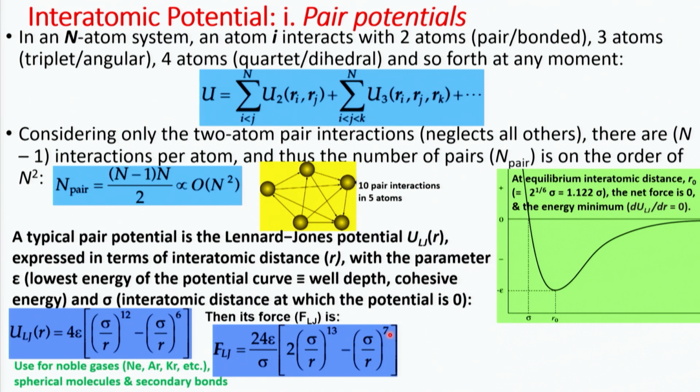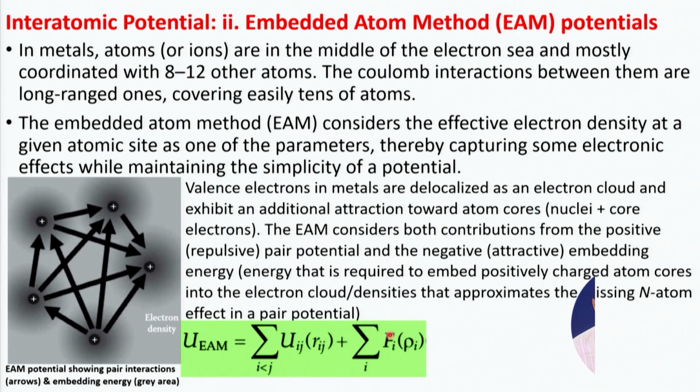At the same time, when you have bonded molecules like hydrocarbons, there also we use the bond stretching model, and we can add this Lennard-Jones potential to give some Van der Waals type of interaction. The pair potential cannot be used for metals, which have metallic bonding. In that case we go for the embedded atom method, or EAM potential.